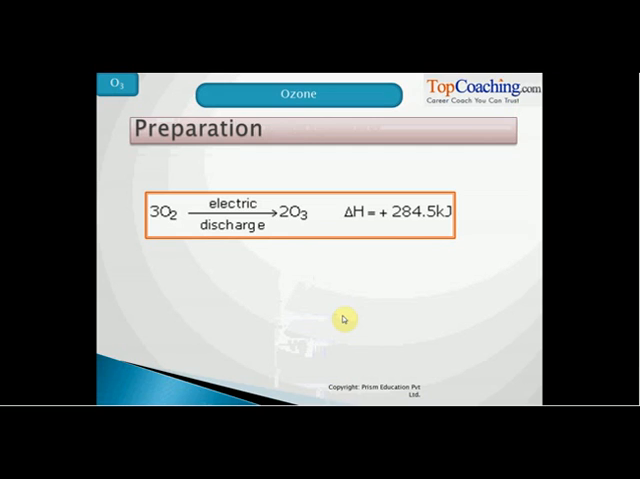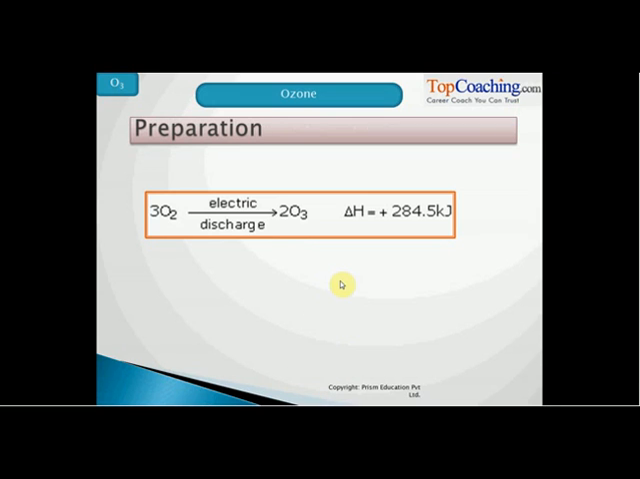Ozone can be prepared by passing electric discharge through oxygen, right? And 3 molecules of oxygen and 1 more atom of nascent oxygen combine to form ozone. It is an endothermic process, right? It's a reverse reaction, right? Since when ozone gets converted into oxygen, it's an exothermic process. Liberation of heat is there. So conversion of oxygen to ozone has to be an endothermic process.